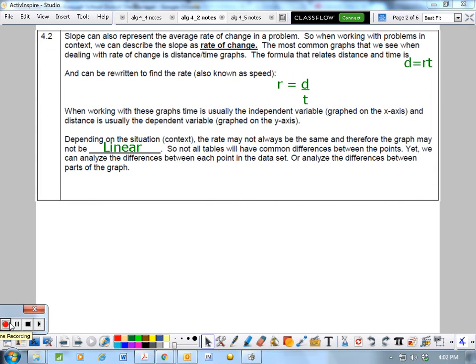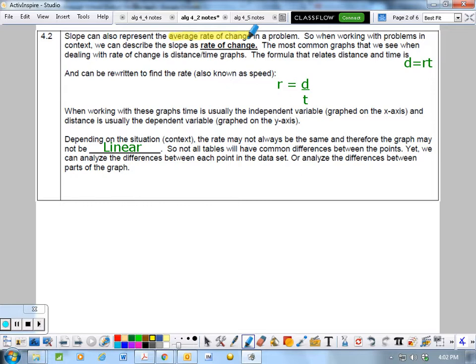Okay, algebra students, we're going to go ahead and talk some more about slope. We're going to talk about slope as rate of change. And so slope can look at average rate of change in a problem. So when we're working with problems in context or word problems, we can describe slope as rate of change or a rate or even as a speed.